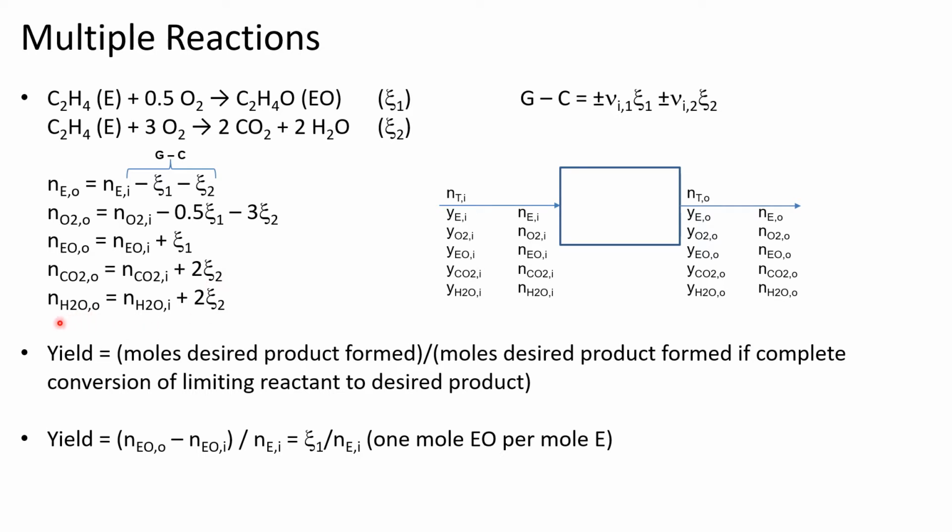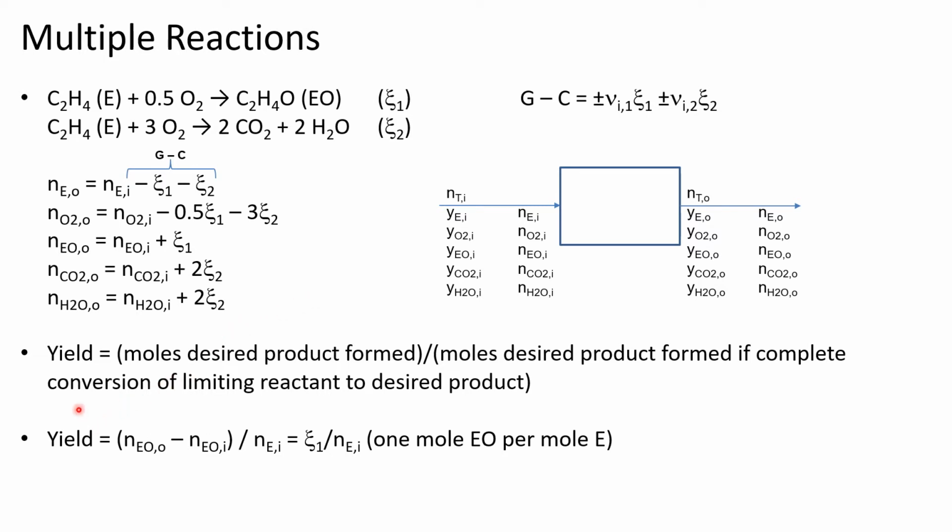We find the same thing for water, that the water out is equal to the water in. There's no contribution from the first, but from the second, it's a product, so we'll put a plus. The coefficient is a 2, and multiply by the extent of that reaction. So this really just builds upon what we've learned already. We just now have to look at each reaction when we calculate the generation minus consumption term to determine the flow out of a reactant and or product.